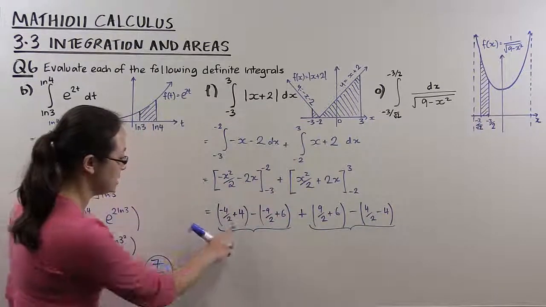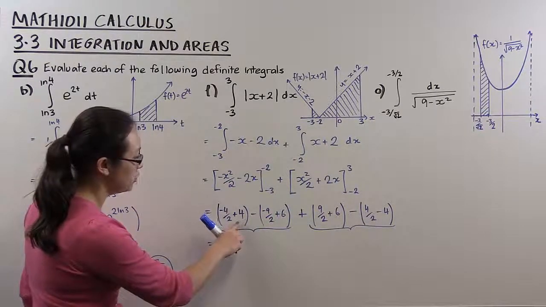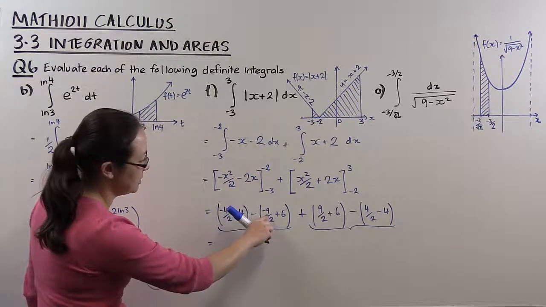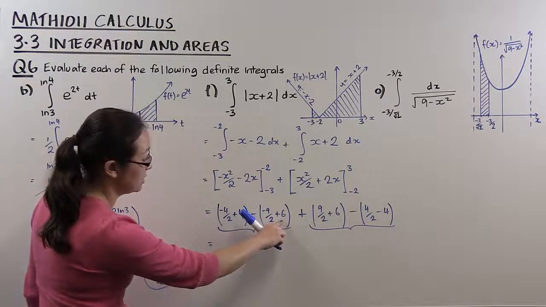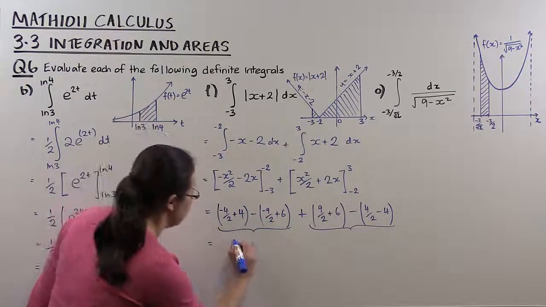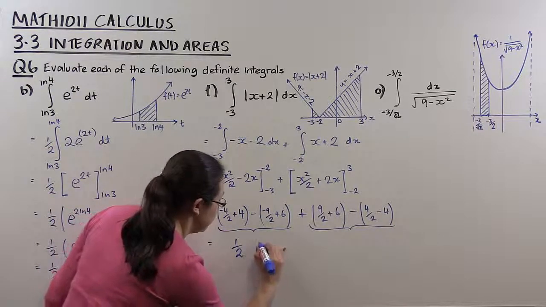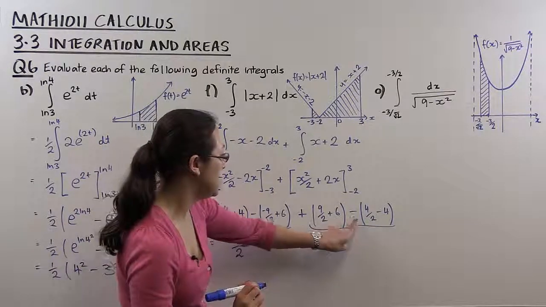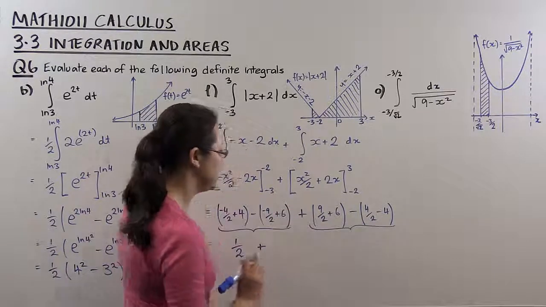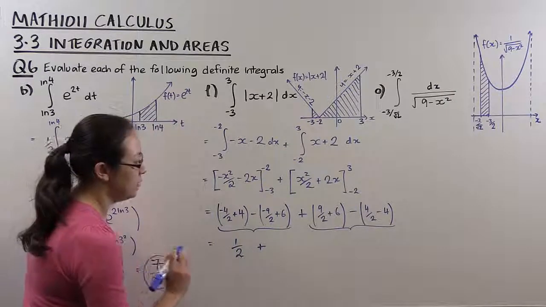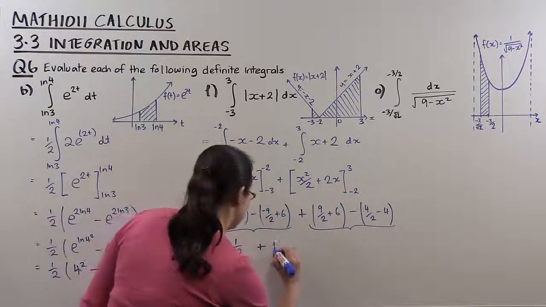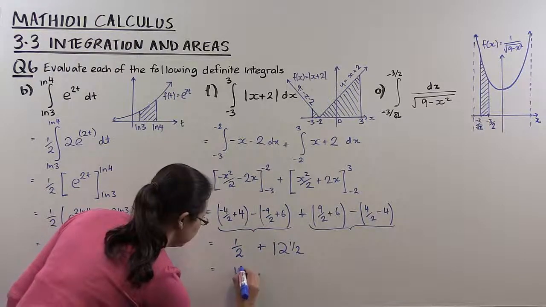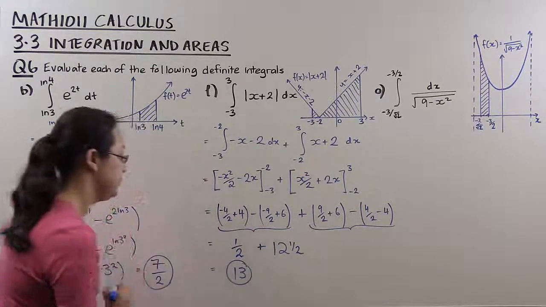I just want to calculate these sections separately because then it will be easier for me to check my answer. So here I have a 2 minus, and this is minus 4.5 plus 6 is 1.5. So 2 minus 1.5 is a half. Plus, over here I have 4.5 plus 6, so 10.5 minus 2 is 10.5 plus 2, which is 12.5. So my total definite integral is 13.